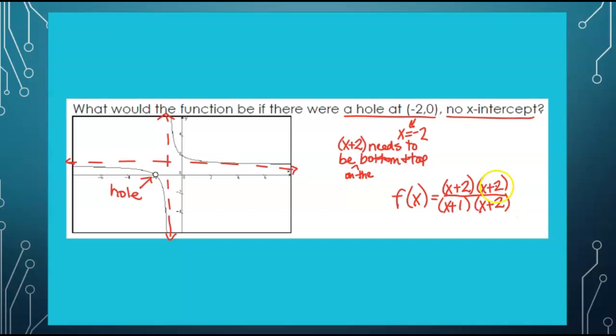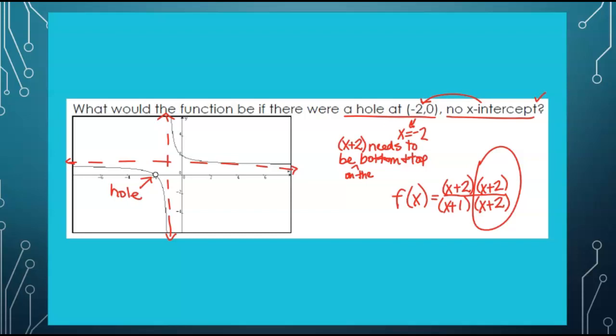Isn't that the same thing as where we got our x-intercept from in the past? There's no point here, right? Because there's a hole. Right, because the x-intercept was supposed to be here, but if there's a hole there, then there is none, which checks out with this piece. Okay, so the only extra thing that we had to do here was add on the x plus 2's on the top and the bottom.